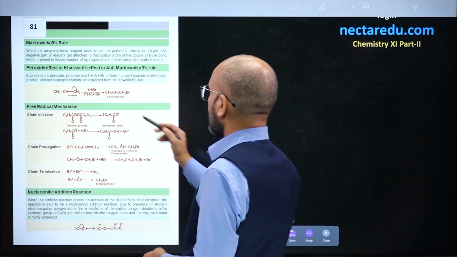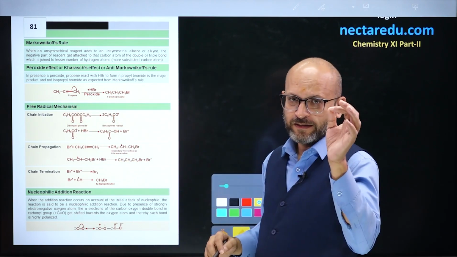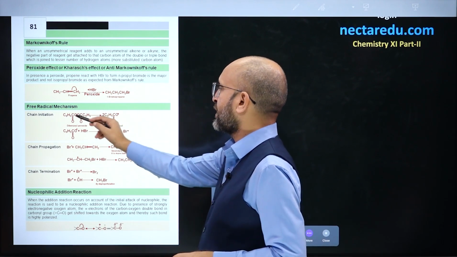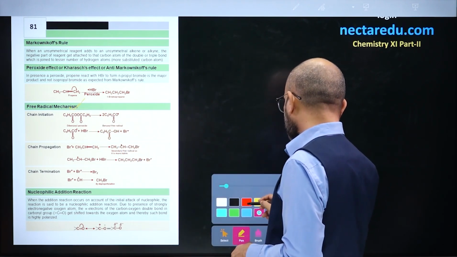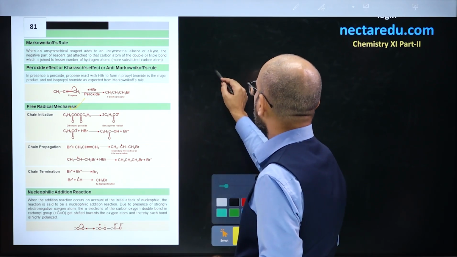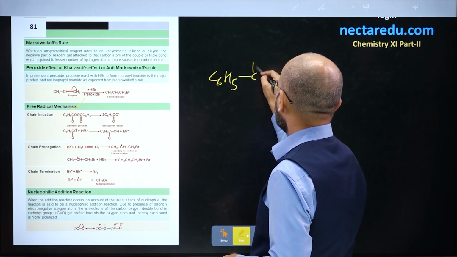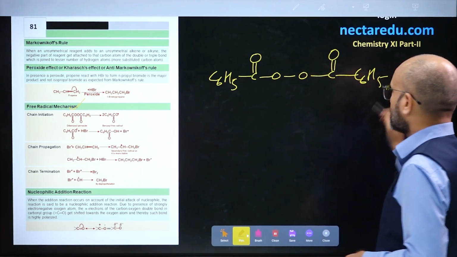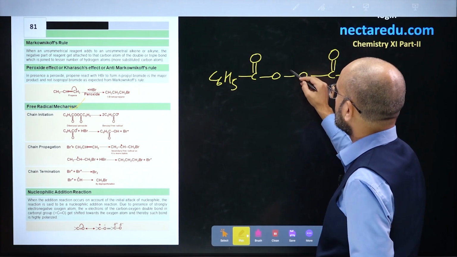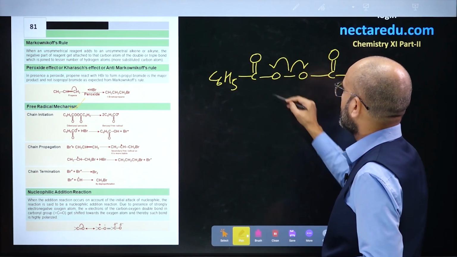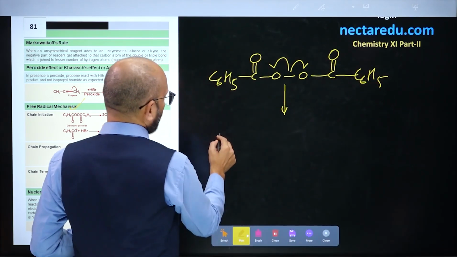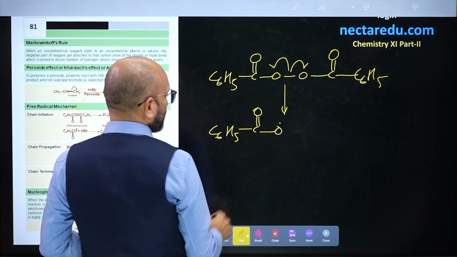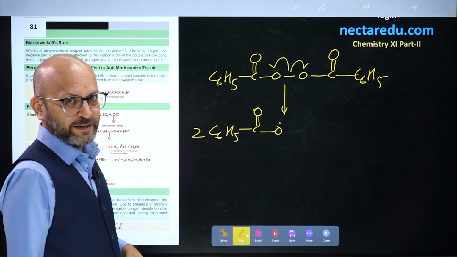So the mechanism is given over here. The first step is formation of free radical. Here we have taken benzoyl peroxide, C6H5 CO O O CO C6H5. This is benzoyl peroxide, and how bond cleavage occurs is the middle bond breaks like this, and it gives two free radicals. We will get two free radicals like this, C6H5 CO O free radicals. Such free radicals will be produced two in number.